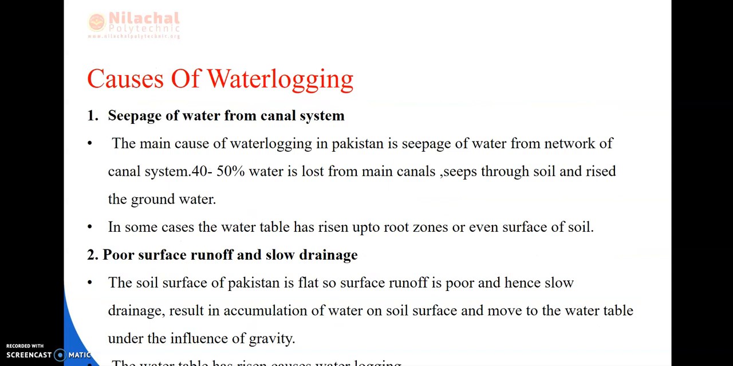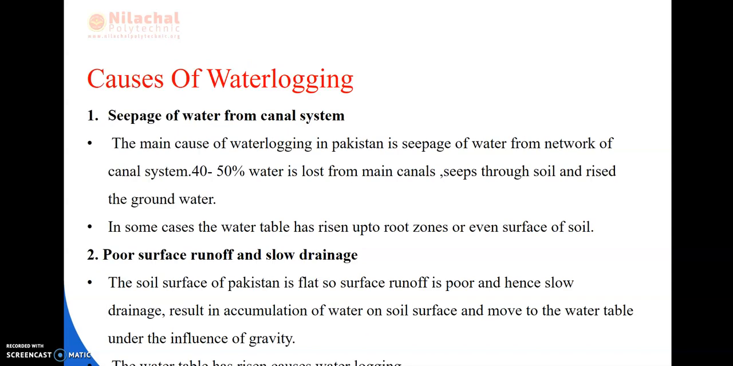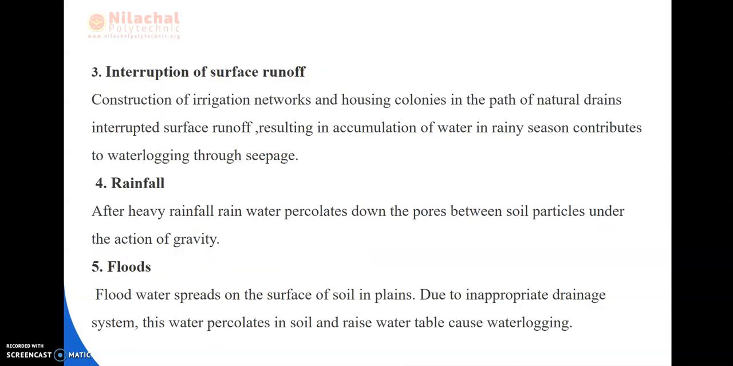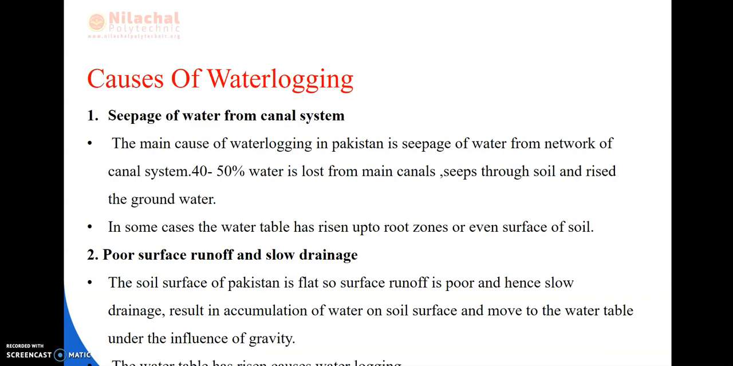So next we will be reading about causes of waterlogging. There are 8 causes of waterlogging. First is seepage of water from the canal system, poor surface runoff and slow drainage, interruption of the surface runoff. Next is rainfall. Next, that is floods, poor water management by breaking hardpan at a canal bed, railway lines or roads. So first we will be reading about seepage of water from the canal system.